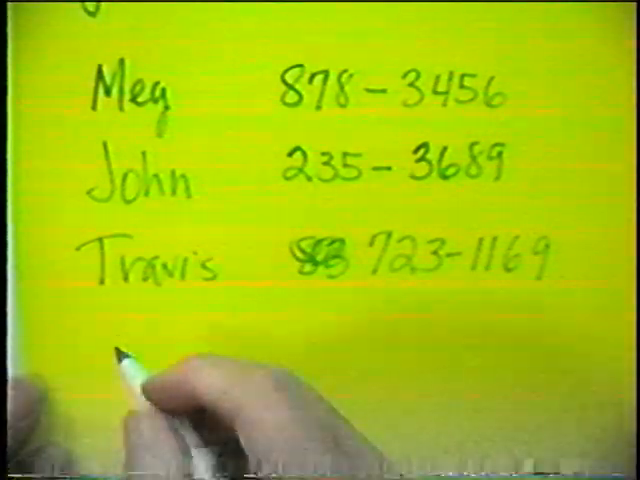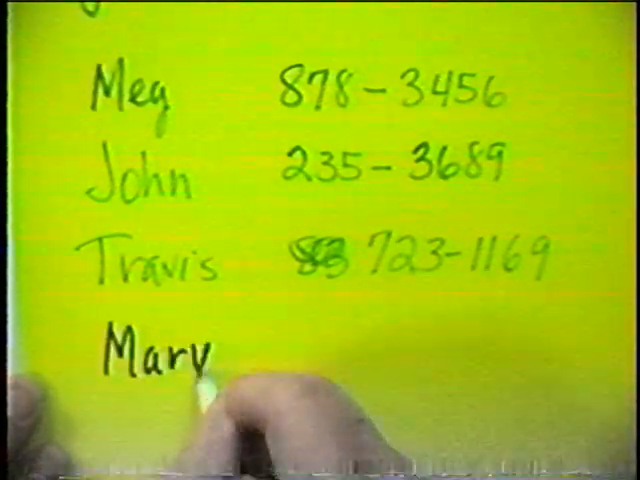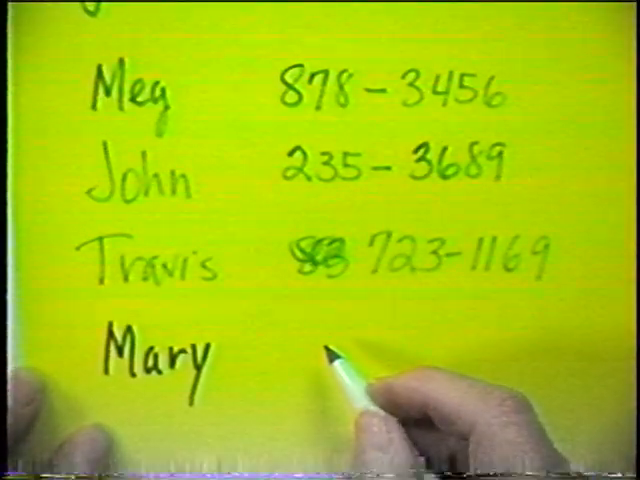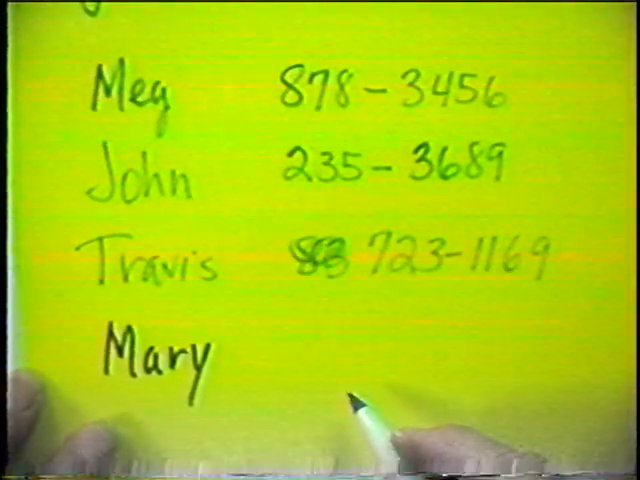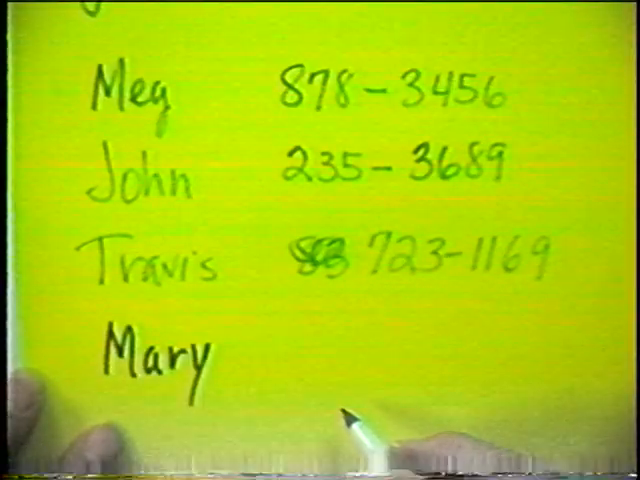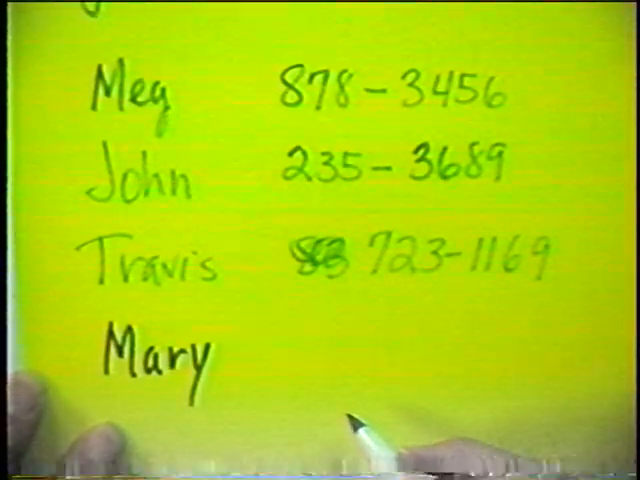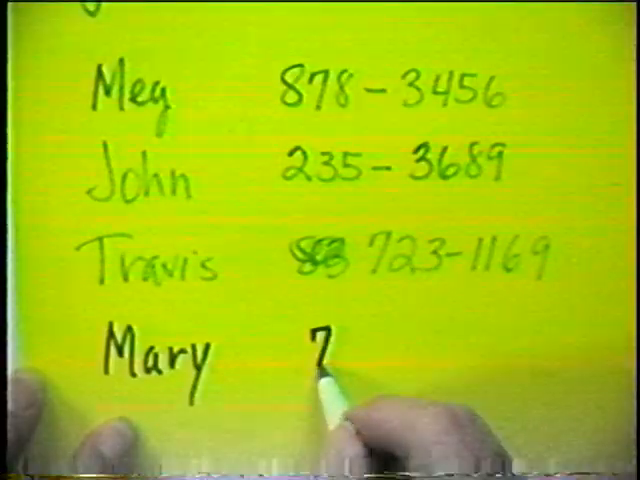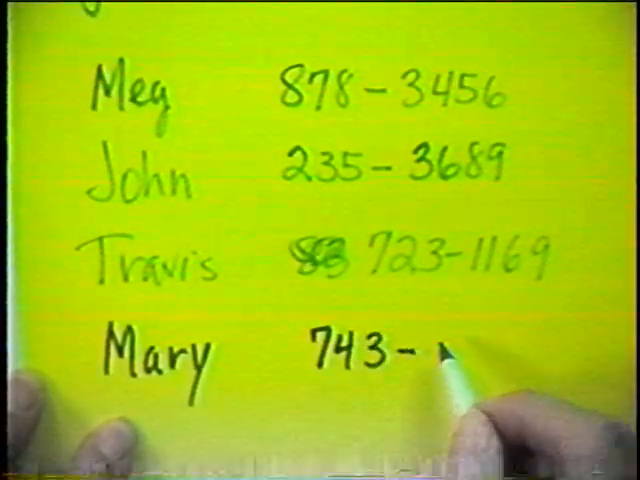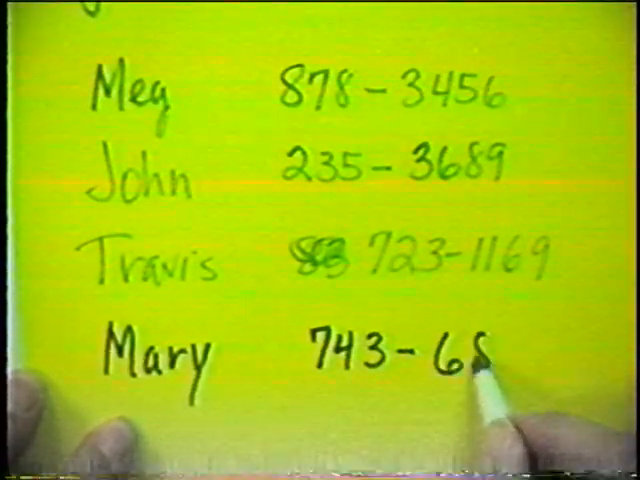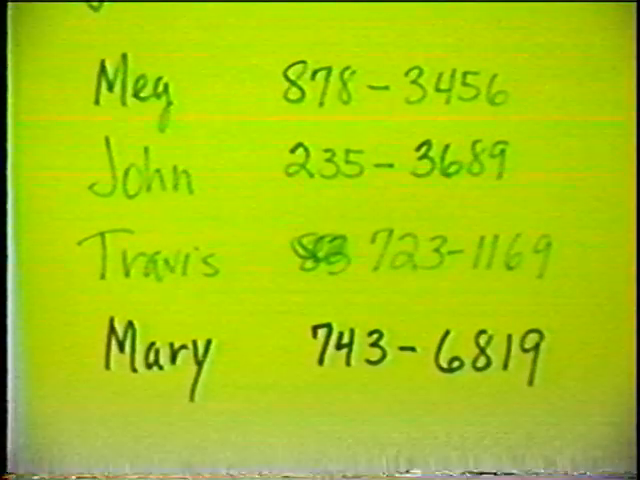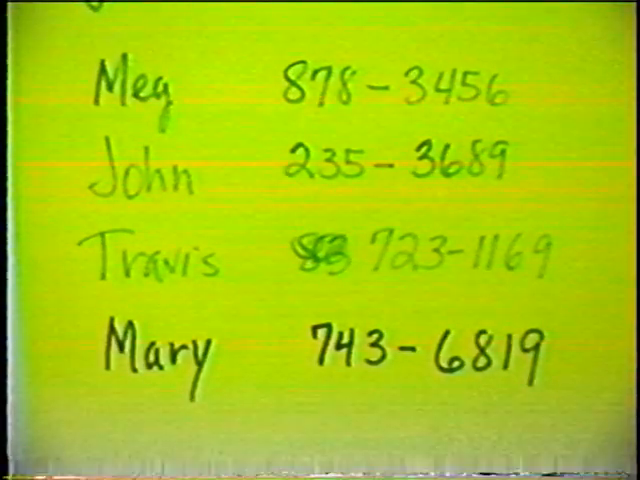And then we have Mary, and her phone number is, what do we need? I have no idea what their extension is. 743-6819. Okay. Now, that is a relation.